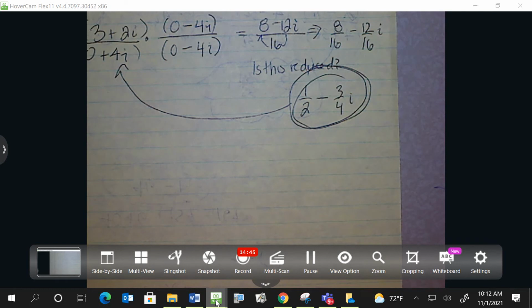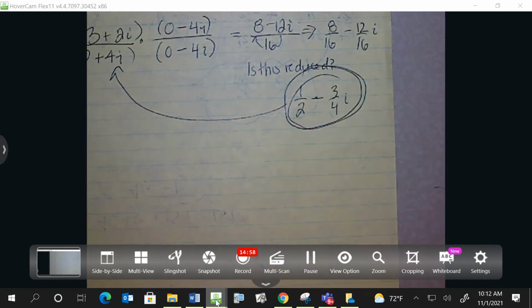Between you and your partner, the person on the left-hand side, what's the real portion? 1/2. Person on the left side, be careful. What's the imaginary portion? If you say 3/4, you're wrong. What is it? Negative 3/4. Negative 3/4 with the i.